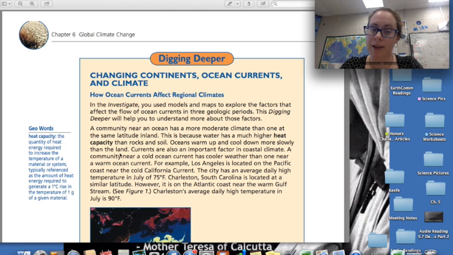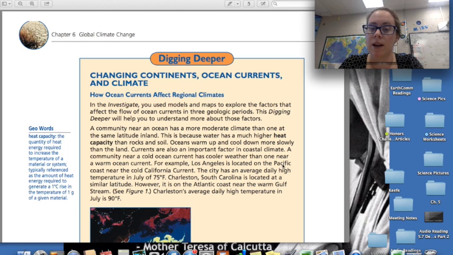This is because water has a much higher heat capacity than rocks and soil. Oceans warm up and cool down more slowly than the land. Currents are also an important factor in a coastal climate. A community near a cold ocean current has a cooler weather than one near a warm ocean current.